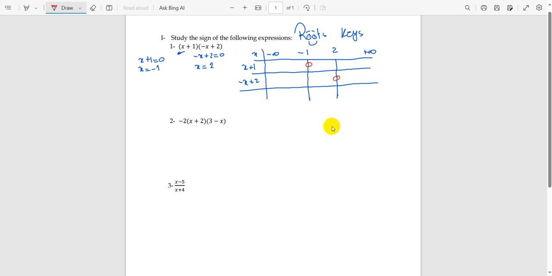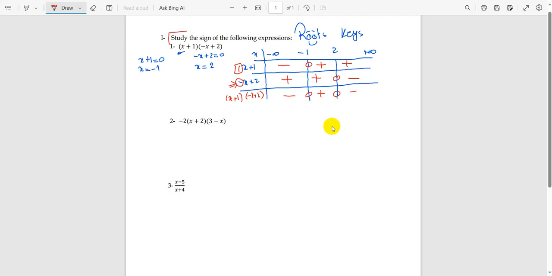According to studying the sign of first degree polynomial, it will be opposite before the root and same after the root. Right here, the leading coefficient is 1, which is positive, then the sign will be negative, positive, positive. While in the second expression, the leading coefficient is negative, opposite of the negative will be positive, here positive, then negative. And here will be x plus 1 into minus x plus 2. Then I have to multiply the signs. It will be negative, positive, and negative.